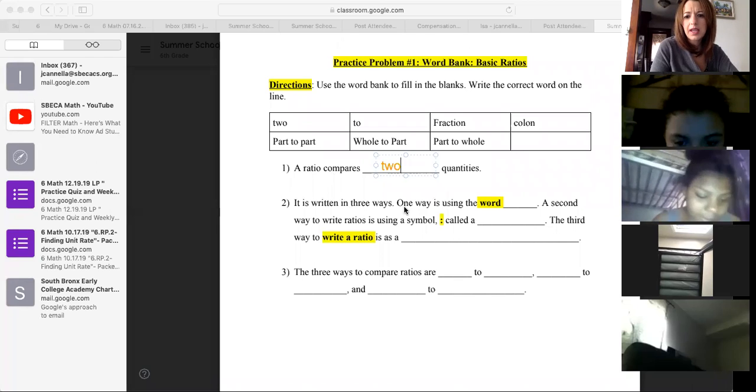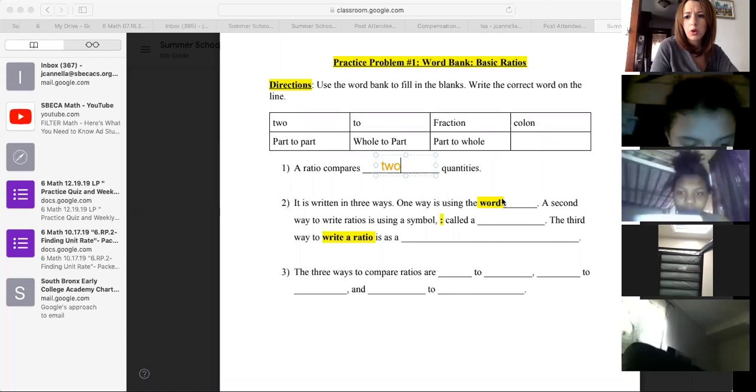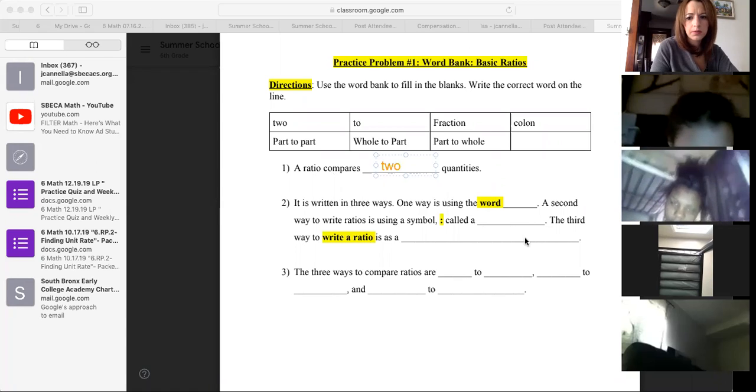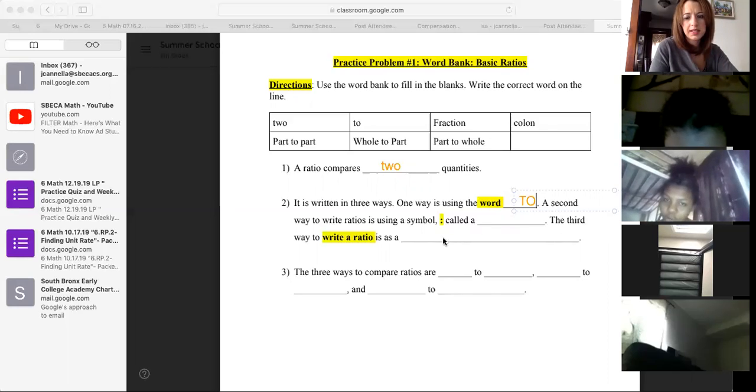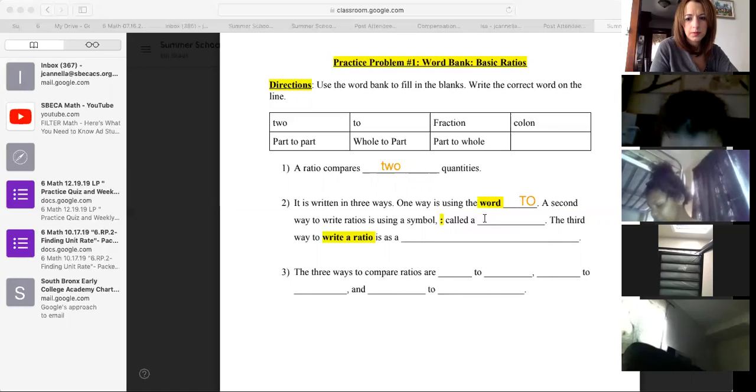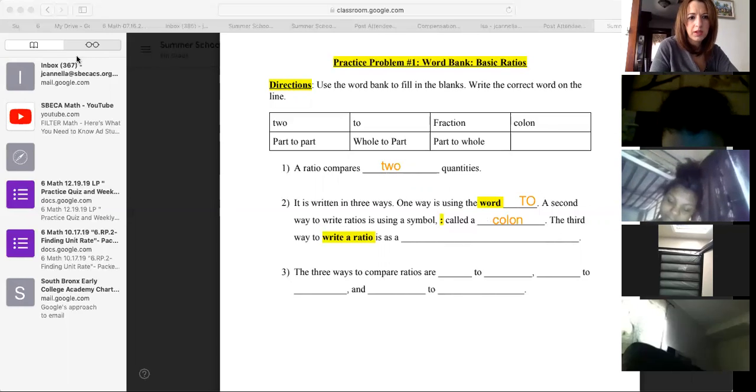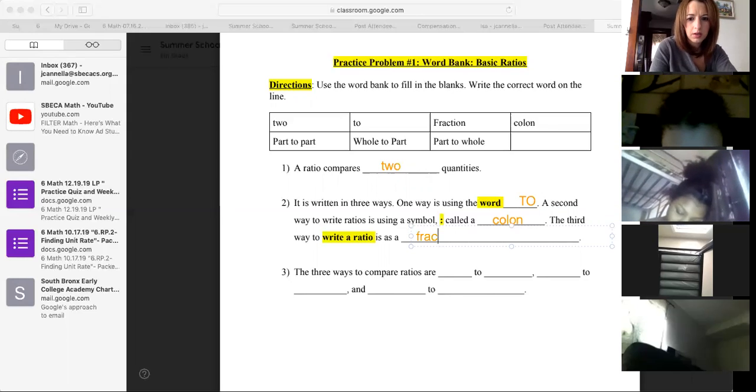It can be written in 3 ways. One way is using the word. How do we write a ratio? Use the packet. We use the word what? To. Good. What's the colon, and what's the dots called? Colon. Good. And then the last way is written as a fraction. Good. See, this wasn't bad.